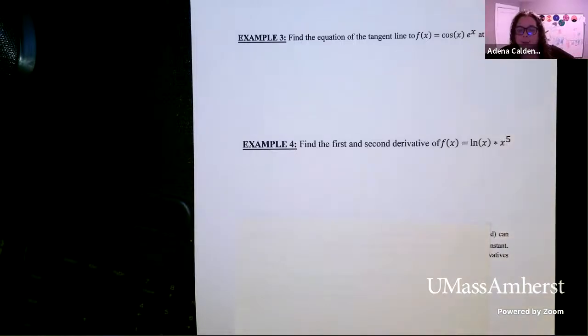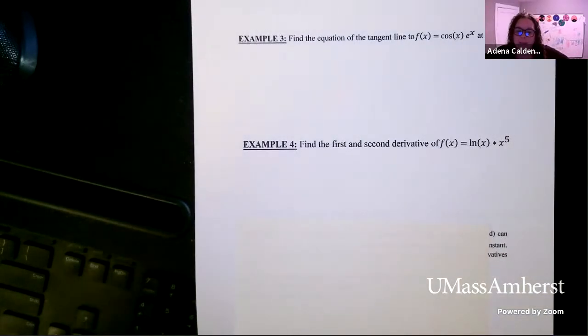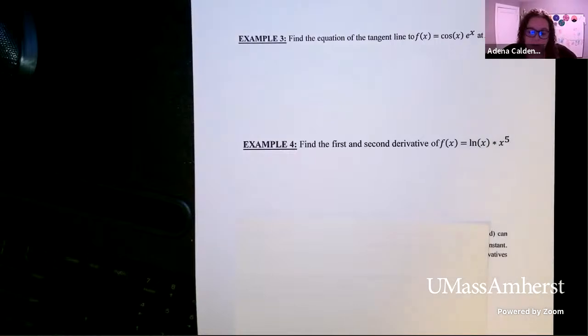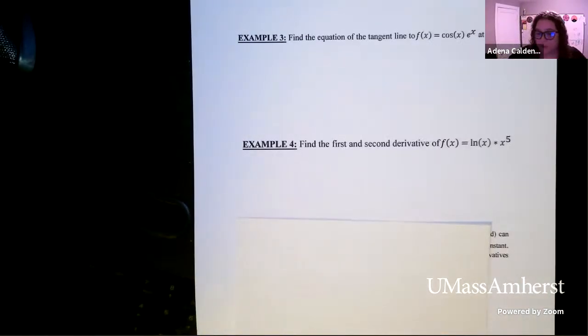Example 4, you're going to be looking for both a first and second derivative for our function. I do recommend that you simplify the first derivative if you can before you find the second derivative. So these two problems, these are just typical problems we've been trying throughout all the types that we've learned. So equation of the tangent line and first and second derivatives.